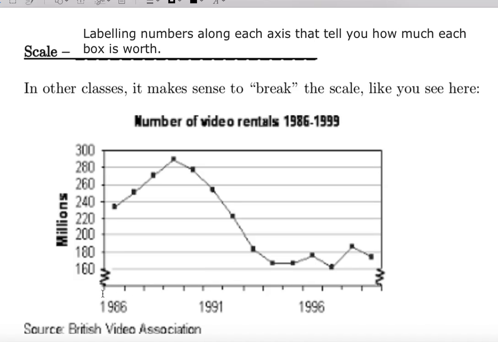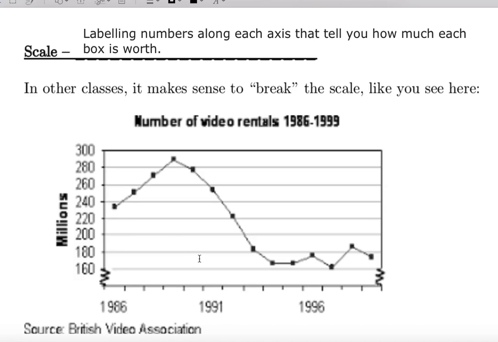The same squiggly line is showing up over here. Also, we're not starting at the year 0. We don't care about the number of video rentals during the Roman Empire. We're starting at 1986 and we're moving along from there. So this makes a lot of sense when you're talking about economics, when you really just want the graph to represent where there are significant numbers showing up. There's no point in showing all this empty space that would go from 0 to 140. This graph would only start to get interesting around 160.